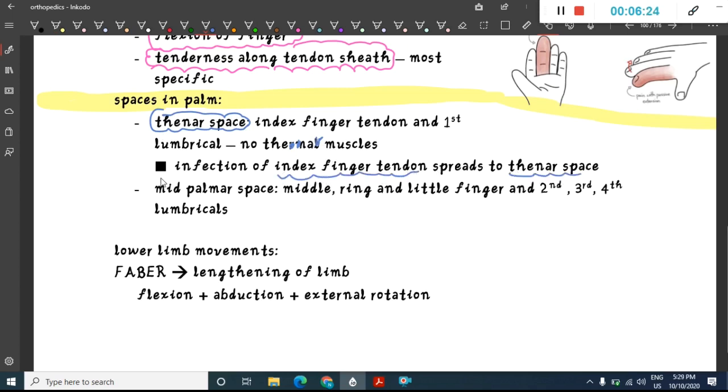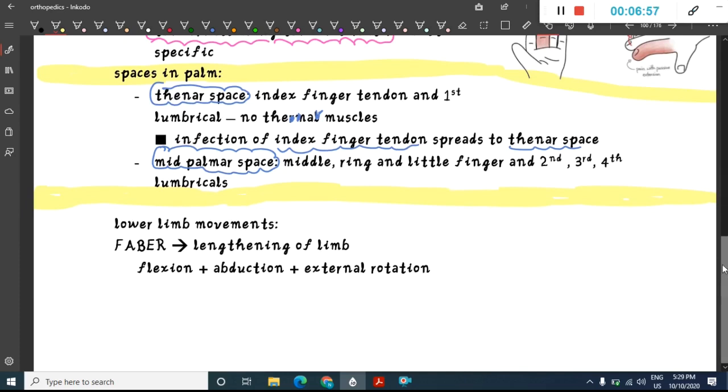And what is the mid palmar space? The mid palmar space is related to the middle, ring and little fingers. Then the second, third and fourth lumbricals are involved here. So this is the mid palmar space. It is not that important, in fact we will learn the spaces of the palm in anatomy anyway.